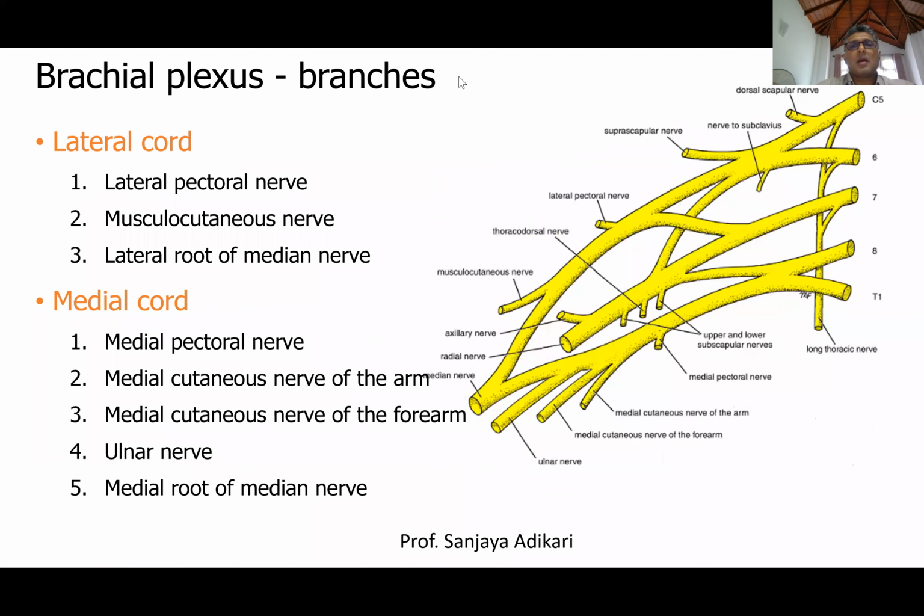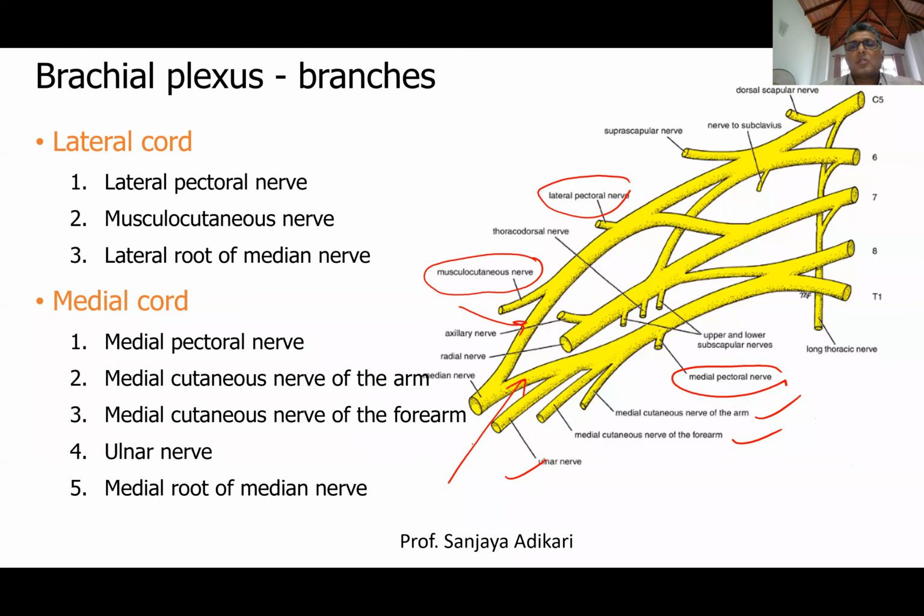Okay, these are the actual branches that you get from different cords, which I need not go into details of, I think. From the lateral cord, the first branch is the lateral pectoral nerve. Then you get the musculocutaneous nerve, which is an important nerve, one of the 4 main nerves that supply the upper limb. Then you get the lateral root of the median nerve. Those are the 3 branches. Then from the medial cord, again the first branch is the medial pectoral nerve. Then you get the medial cutaneous nerve of the arm and the medial cutaneous nerve of the forearm. Then the ulnar nerve, and the last branch is the medial root of the median nerve.